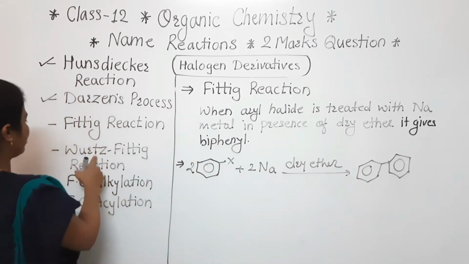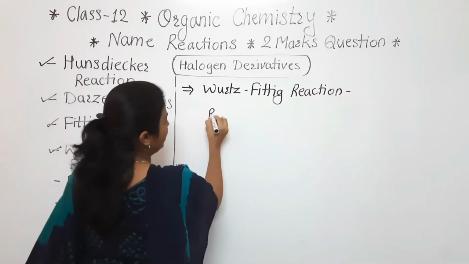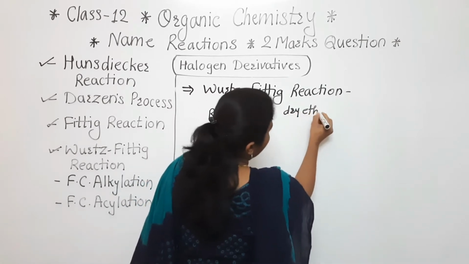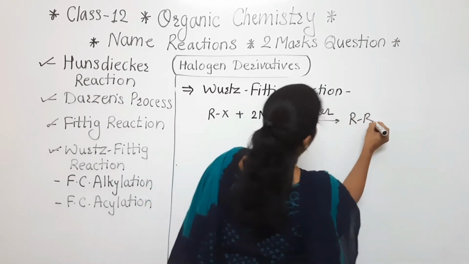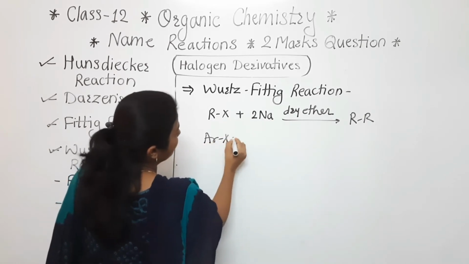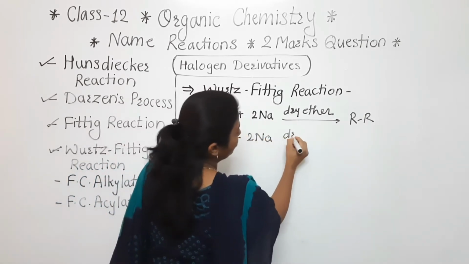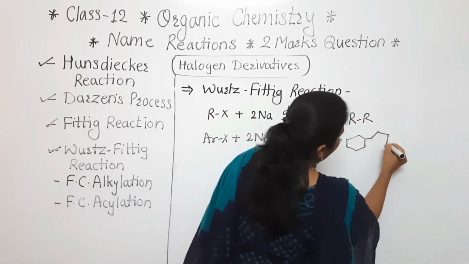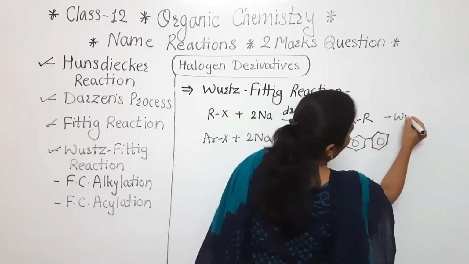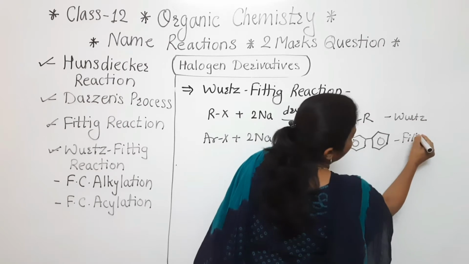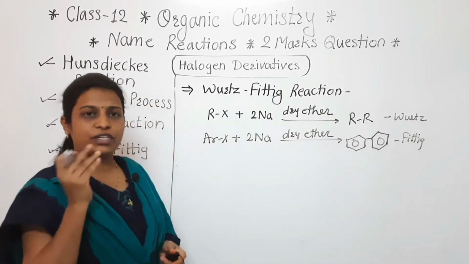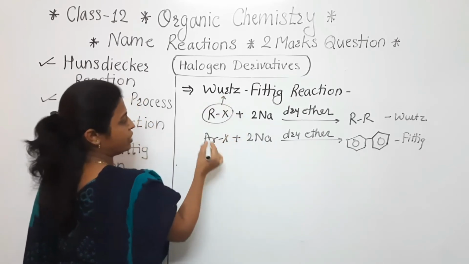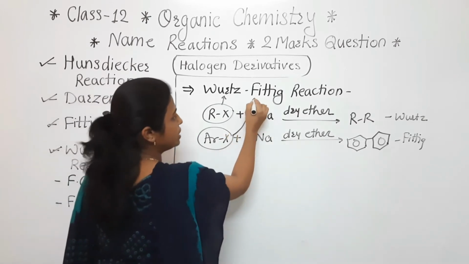Now we'll discuss the next one, that is the Wurtz-Fittig reaction. Here alkyl halide is treated with sodium metal in presence of dry ether. It gives higher alkane. When aryl halide is treated with sodium metal in presence of dry ether, it gives biphenyl. That we have completed. Means one is the Wurtz reaction and this is the Fittig reaction. Now what is meant by that Wurtz-Fittig reaction? Here simply when we are using the alkyl halide, it is the Wurtz reaction. When we are using the aryl halide, it is the Fittig reaction.